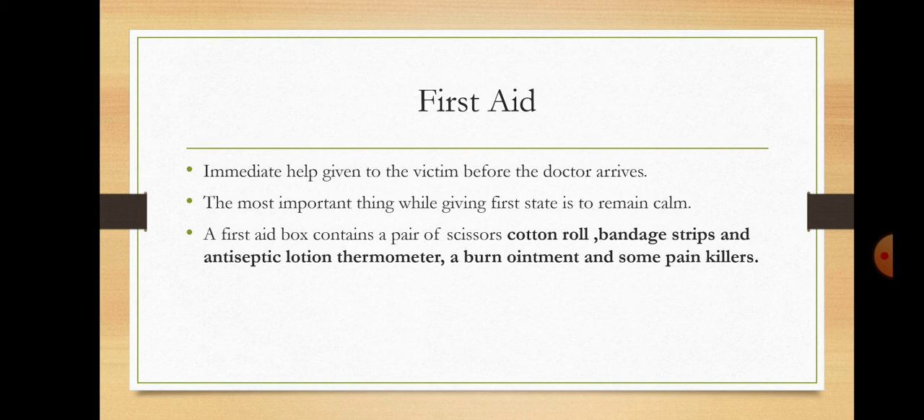It must contain a pair of scissors, cotton wool, bandage strips, an antiseptic lotion, a thermometer, a burn ointment, and some painkillers. Now, what is the benefit of keeping one at home? So that we can easily carry it with us whenever we travel from our home to any other place. Now, there are some accidental emergencies, and we'll understand what kind of first aid is to be provided to the victim in these cases.